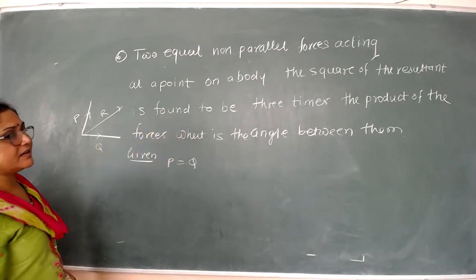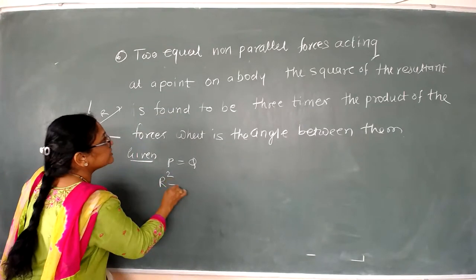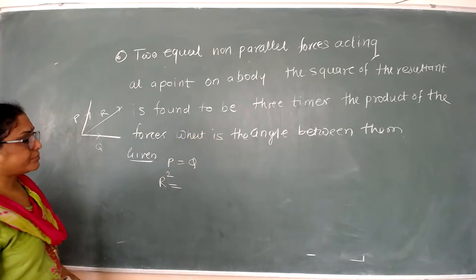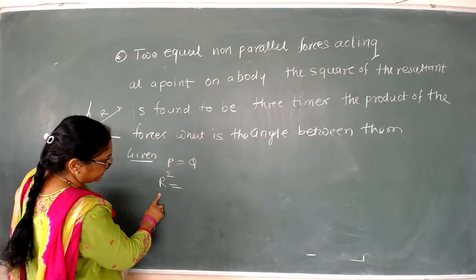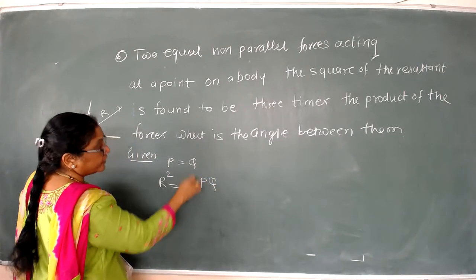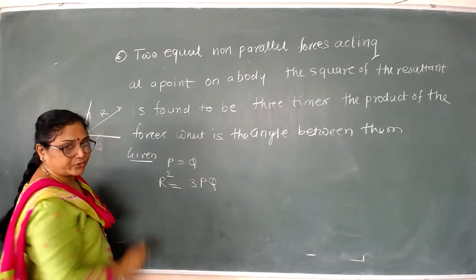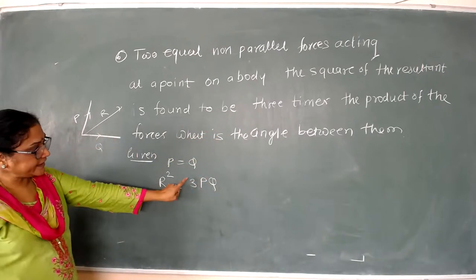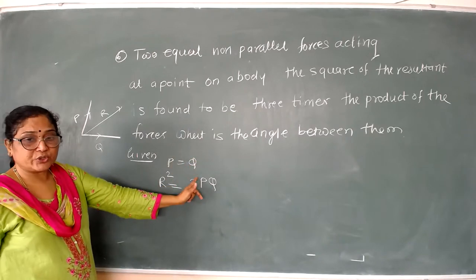When P is equal to Q, then see the next. The square of the resultant, that is R square, is equal to 3 times the product of the forces. 3 times the product of forces means 3 into P into Q. So here, the hint is given: the two forces are the same, that is P is equal to Q.